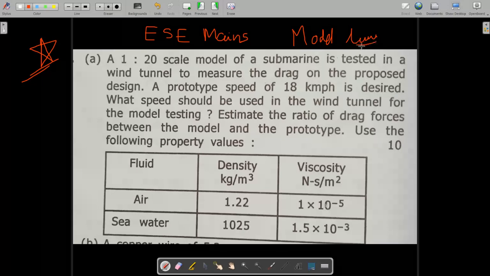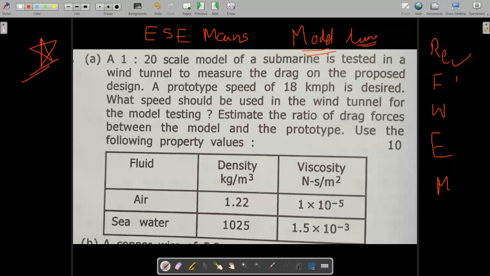Many students face the problem that there are many model laws: Reynolds model law, Froude model law, Weber model law, Euler's model law, and Mach number model law. So which one do we use in the question? How can we identify which one to use? That only comes with practice. As you do more questions, you will get the idea.